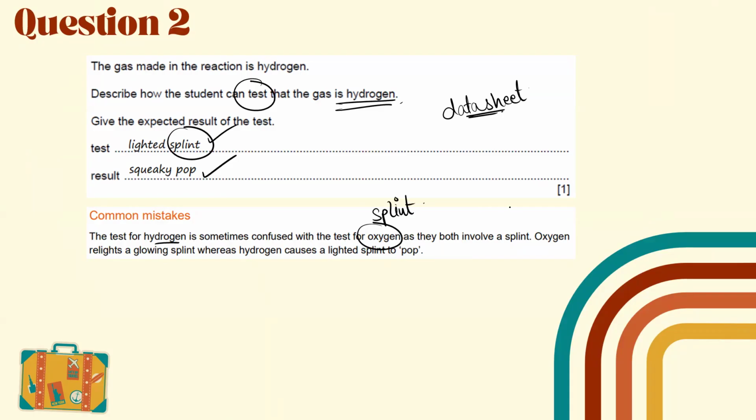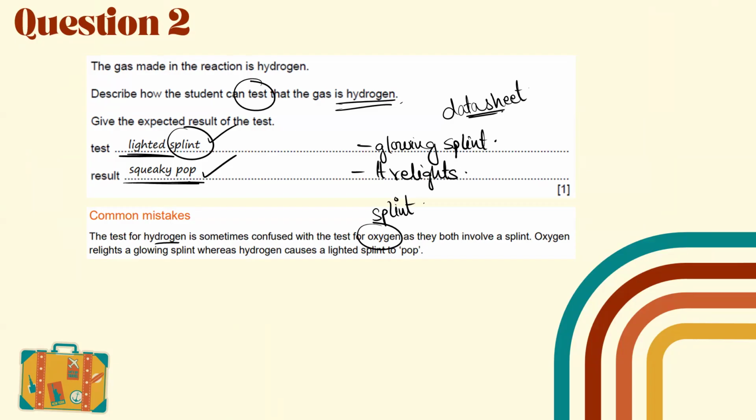But what's the difference? For hydrogen, we use a lighted splint and it gives a squeaky pop. You have to write it in full. But in case of oxygen, the test is the glowing splint test, and the result is that it relights.